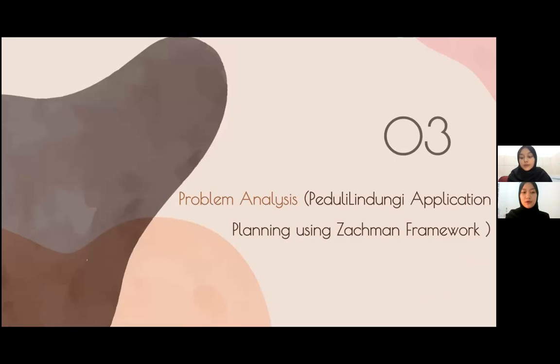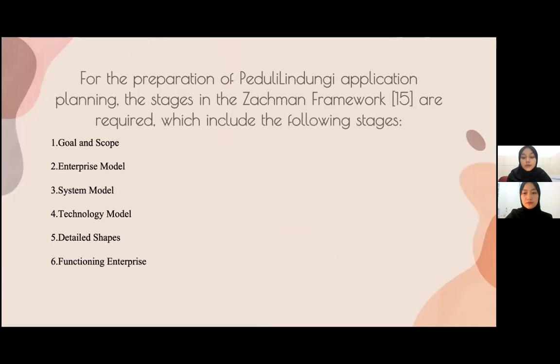Okay, so now we're gonna explain the problem analysis, PeduliLindungi application planning using Zachman framework. For the preparation of PeduliLindungi application planning, the stages in the Zachman framework are required, which include the following stages. First is goal and scope. The second is enterprise model, system model, technology model, detailed representations, and functioning enterprise. But now we're gonna explain 4 of them.